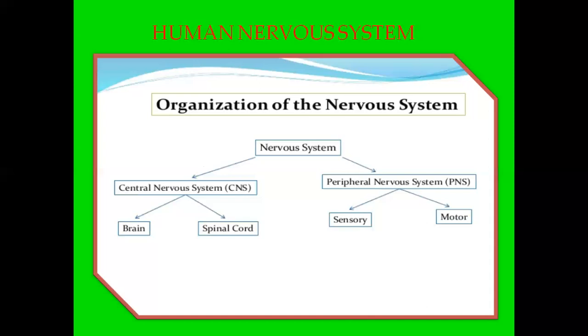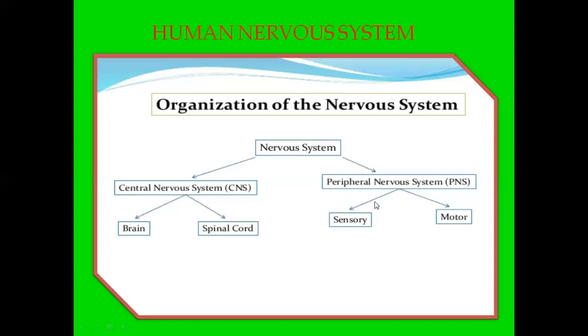The peripheral nervous system consists of the somatic nervous system and also the autonomic nervous system. The second one is the autonomic nervous system. The autonomic nervous system is also known as the involuntary nervous system, in which sensory and motor neurons play an important role. You can see here sensory and motor neurons.